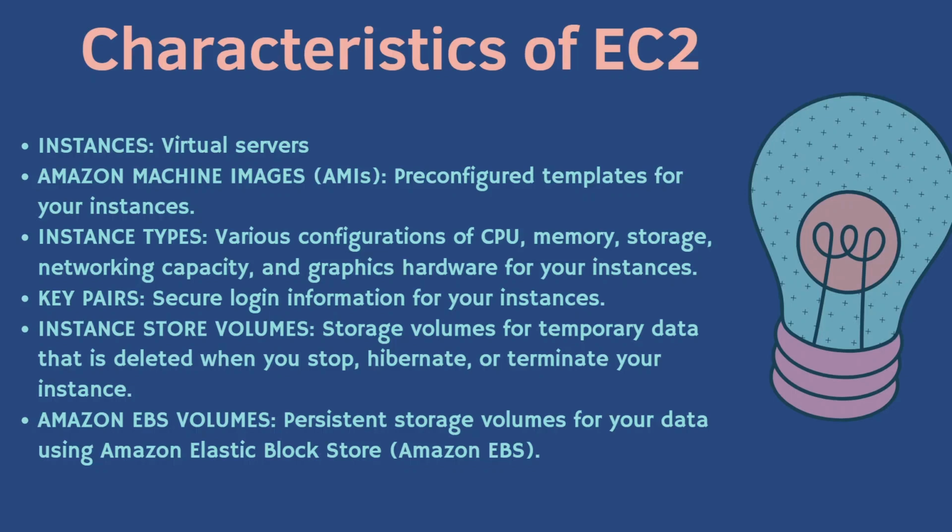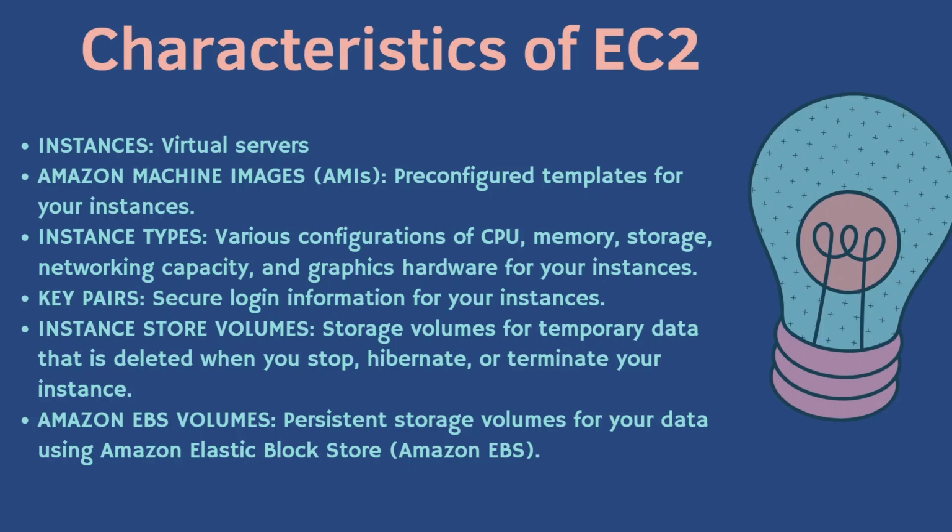Let's understand the characteristics of EC2. The first one is instances. Instances are also known as virtual servers. Amazon Machine Image is basically a pre-configured template for your instances that is needed for your server, such as the operating system and extra software. Instance type specifies the number of virtual CPUs, RAM, type of processor, etc. for your instances. Key pairs.